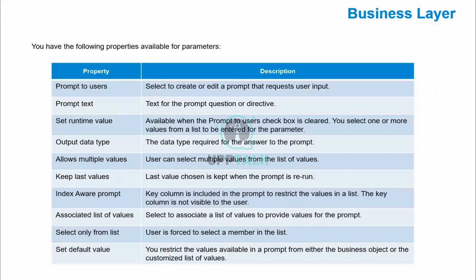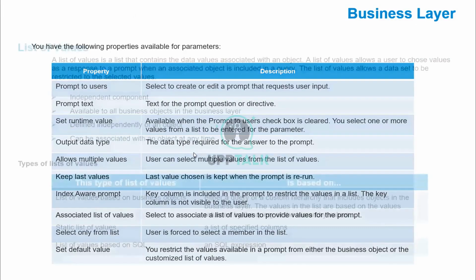These are additional properties available for the parameters, like prompt to user. If we check this option, it will prompt the user when he's refreshing the report. For the prompt text, we can mention which text we want to put, like select years to refresh the report from the given list of values. Whenever the user refreshes the report, the same text will appear. After seeing that text, the user will select from the given list of values. These are some of the properties available.